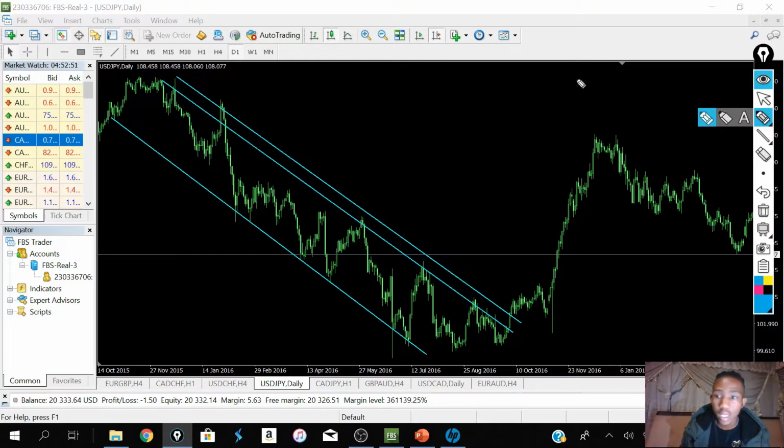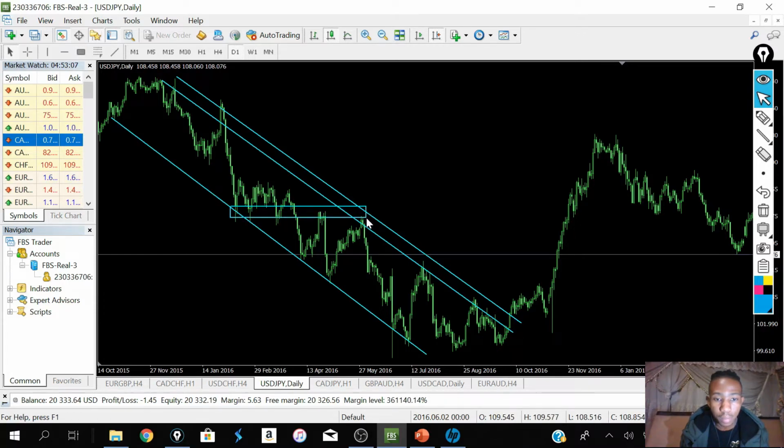So firstly, let's start by taking our zone. Secondly, we need to identify most touches. Where we have most touches, I see most touches here. I have 1, 2, 3 touches. And the market finally broke and retested.